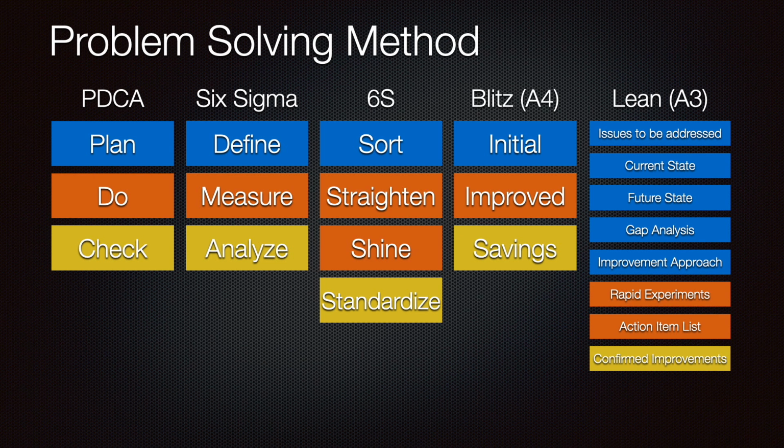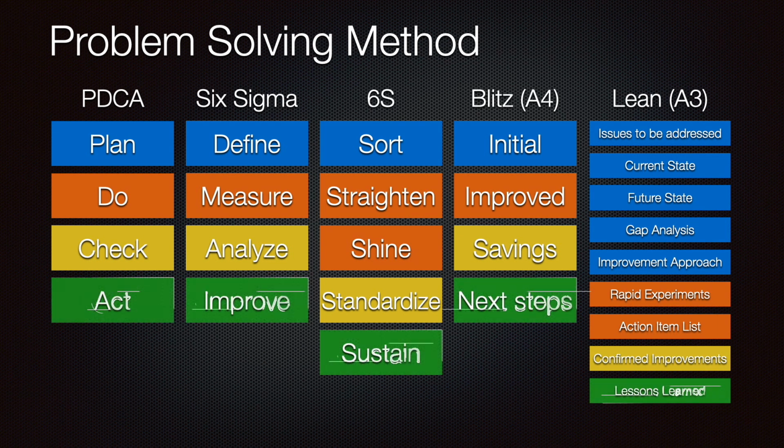That's your check step. And then, of course, with the A3 and the Lean side, that's where you have your confirmed improvements, where you actually confirm the changes that you made and how they've made the process better. And then the last step is your act, and that is in Six Sigma where you do the improve. In 6S, that's where you sustain, and in the Blitz, that's where you show your next steps. And of course, on the A3, that's your lessons learned of what you're going to do in the future.